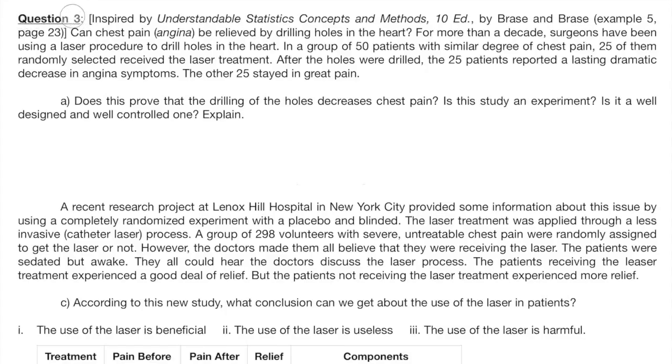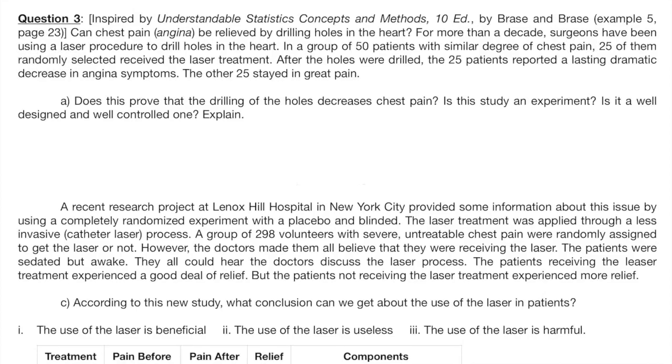Exercise 3. This is the most notable one. Here is the scenario. There is a laser procedure that has been used for a while to heal or relieve patients with angina, severe chest pain. It consists of drilling small holes in the chest and heart. We have 50 patients with similar degree of angina. We conduct a randomized experiment to see if the laser treatment is really good.